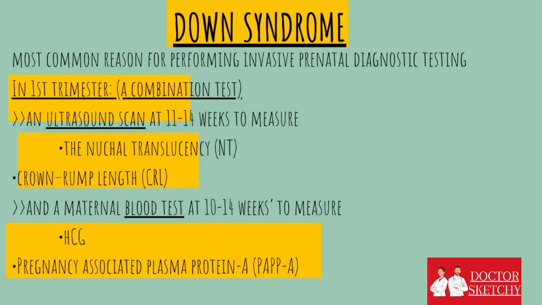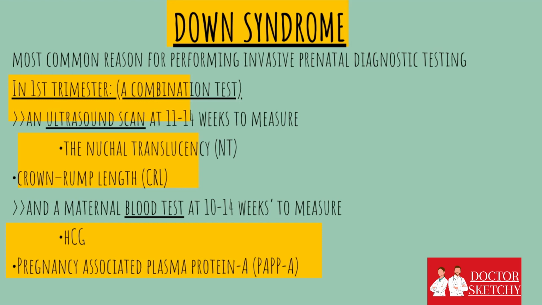Ultrasound is done at 11 to 14 weeks to measure the nuchal translucency and crown rump length. The nuchal translucency is increased in Down syndrome babies, and maternal blood testing is also done around the same time, that is 10 to 14 weeks, to measure the beta HCG level and pregnancy associated plasma protein A, PAPP-A.